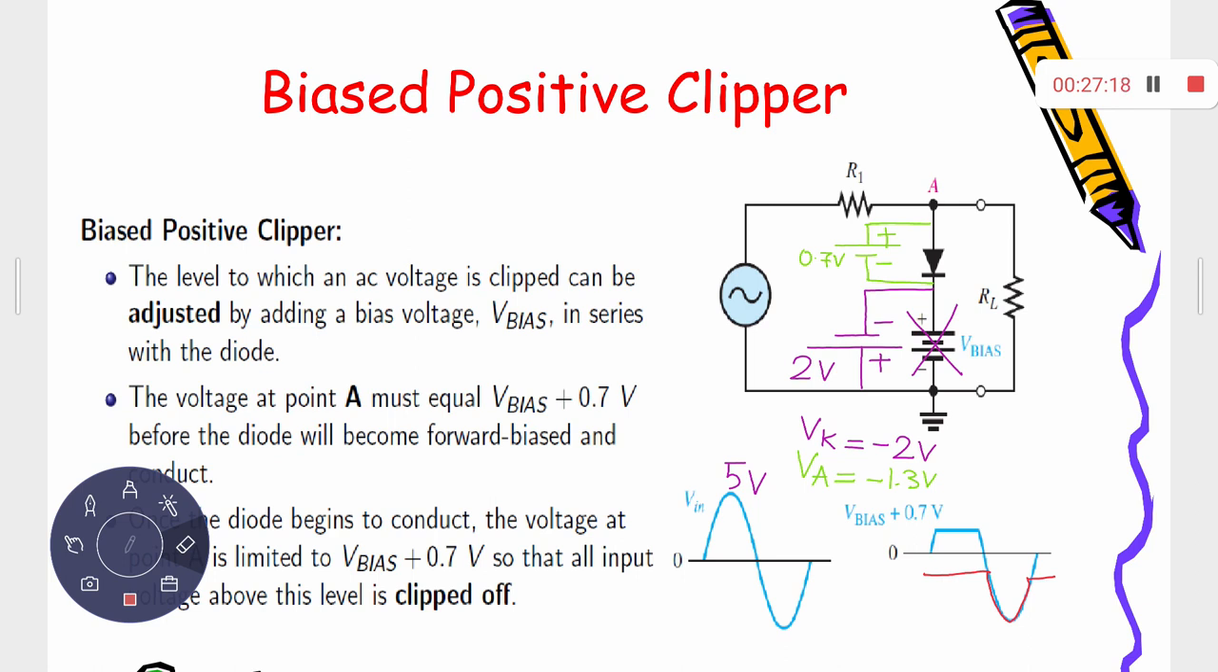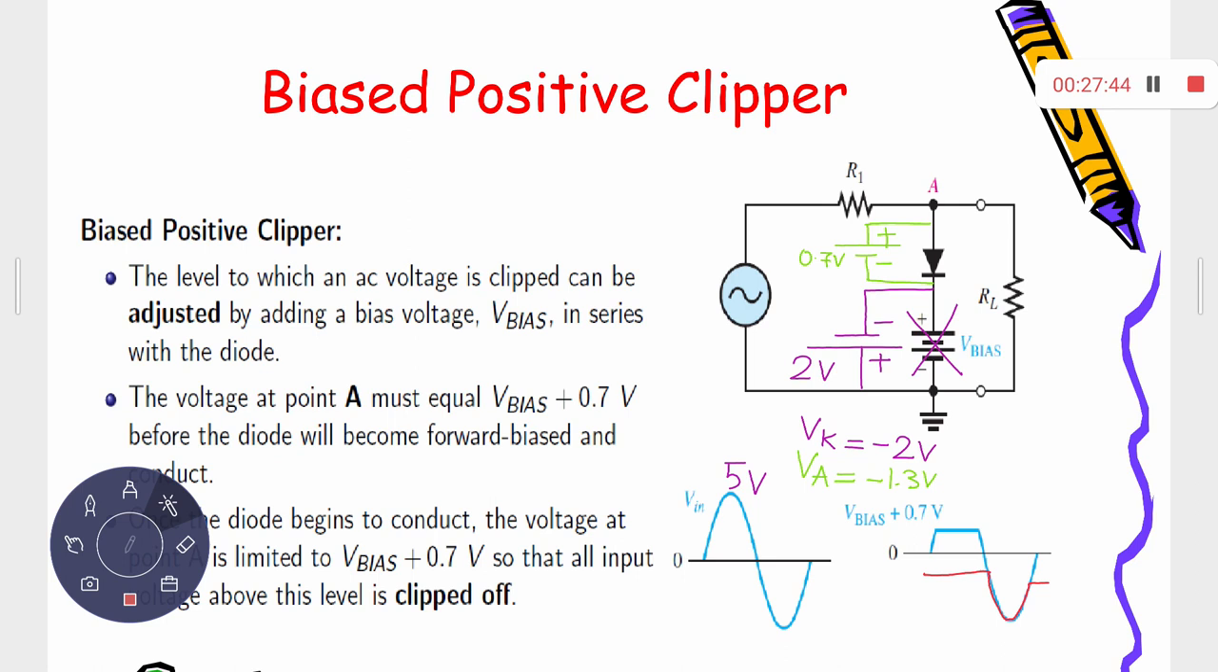Is it a positive flipper or a negative flipper? Positive flipper. Is it a positive clipper or negative clipper? It clips the positive part. It retains the negative part. The negative half cycle, or negative peak, is retained. Sorry, negative peak is retained. This negative peak is retained.